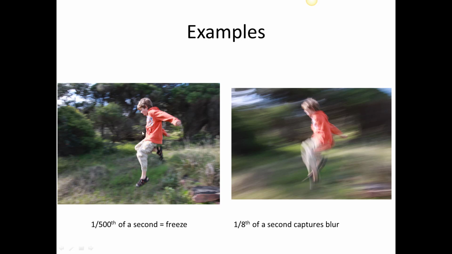So here's a 500th of a second, and the kid is frozen. This is very sharp up in here. It's nice. And then at 1/8 of a second, the kid is moving, but everything else is too. So this is what I would call unintended blur. And it's what happens when you shoot at slow shutter speeds. You have to be cautious of that.